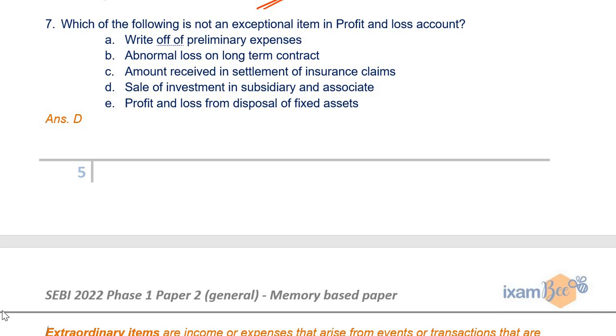Next question, which of the following is not an exceptional item in the profit and loss account? Again, a question from the preparation of financial statements, where what is considered as an exceptional item and what is considered as an extraordinary item are clearly mentioned. So the options were write-off of preliminary expenses, abnormal loss on long-term contract, amount received in settlement of insurance claims, sale of investment in subsidiary and associate, and profit and loss from disposal of fixed assets. So all of these except the sale of investment in subsidiary and associate is an exceptional item.